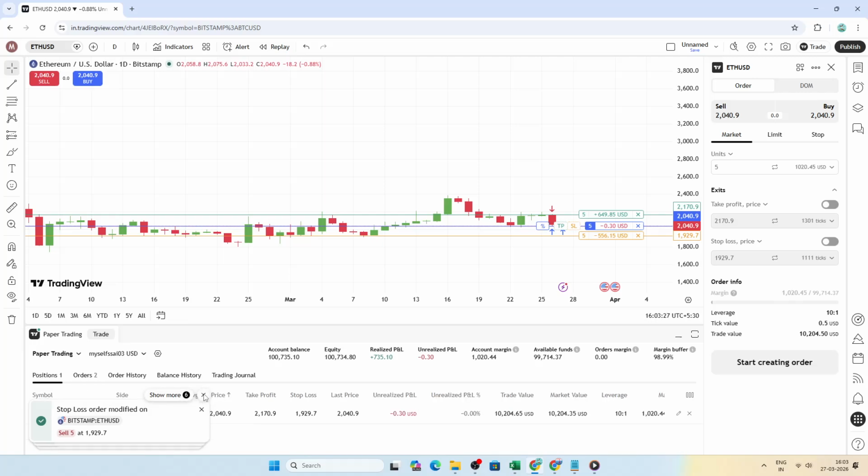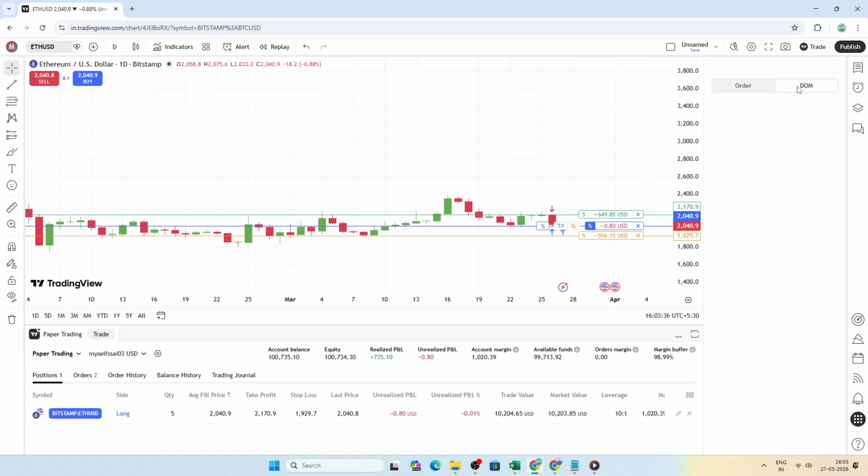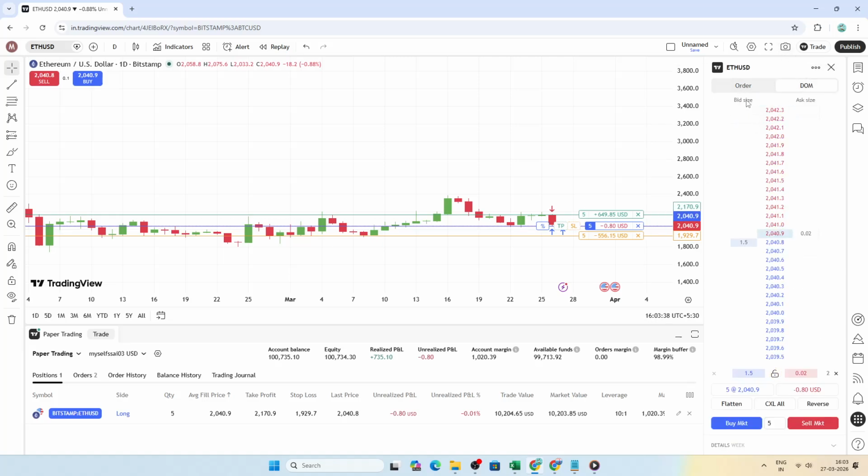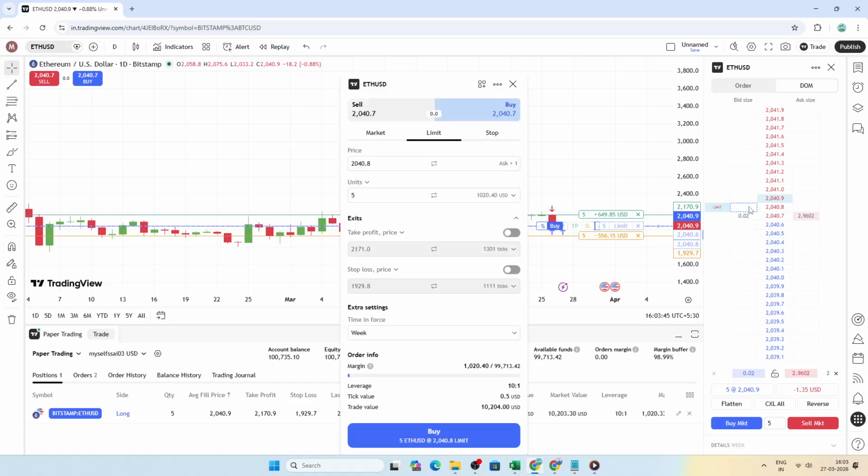For faster trading, use the price ladder on the right side of the chart. Make sure the ladder is visible and active. The left column shows bids, buyers, while the right shows asks, sellers. To place a limit buy, click directly on the bid side at the price you want. To place a limit sell, click on the ask side at your chosen price.